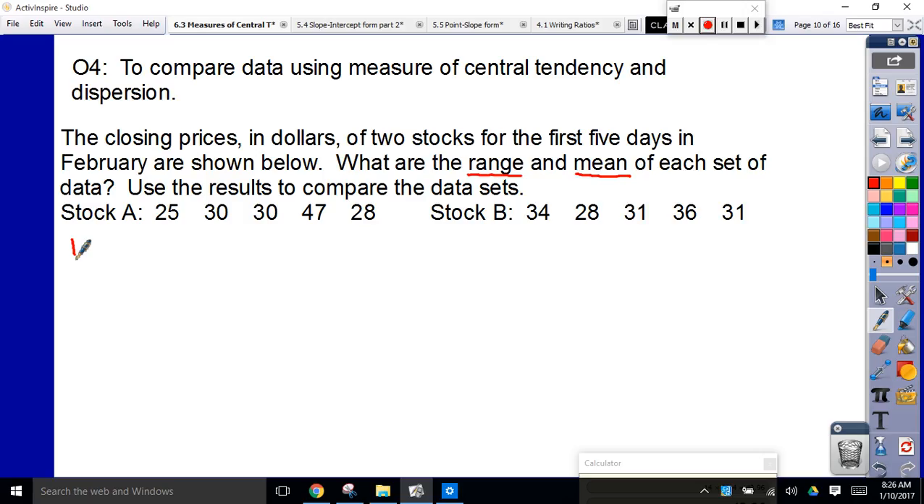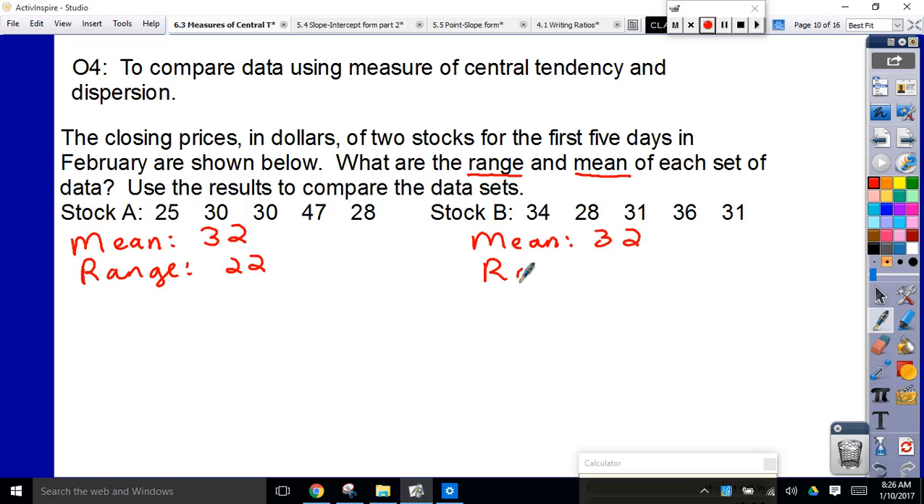So for stock A, when we find the mean, by adding them all up and dividing by 5, we find a mean of 32, and we find a range of 22. For stock B, we also have a mean of 32, but we have a range of 8.